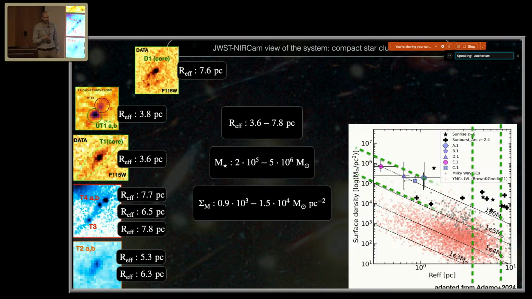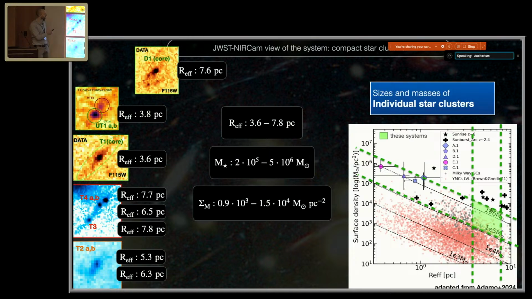And we can also derive masses and densities. The masses of these clusters are around 10^5 to 10^6 solar masses, and the density is around 10^3 to 10^4 solar masses per parsec squared.